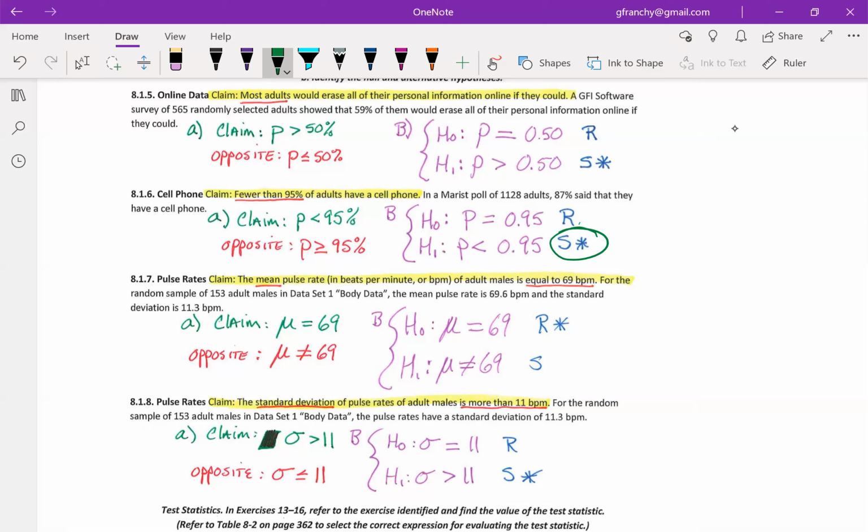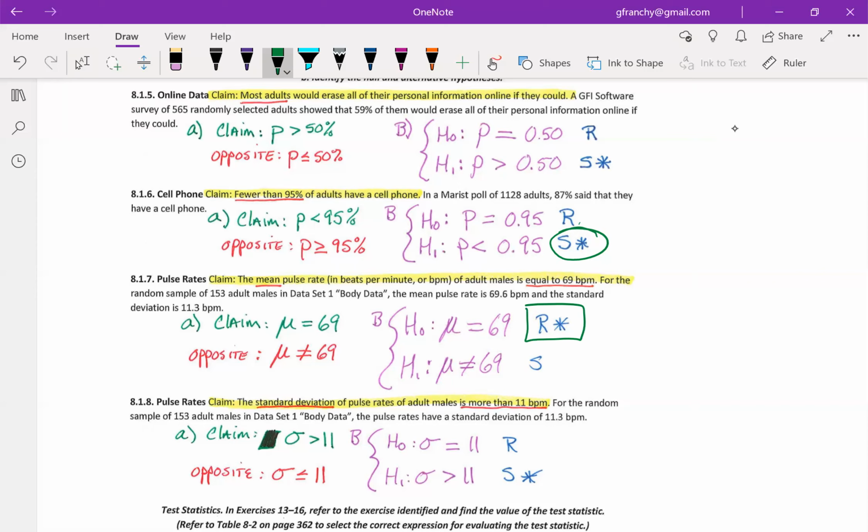In number 7, here they explicitly said the mean pulse rate of adult males is equal to 69 beats per minute. So that's mu equals 69. The opposite or negation of that is mu is not equal to 69. When we come over to write the hypothesis statement, the equal case goes in the null. The strict inequality goes in the alternate. Put the R and the S, and this time it's the null hypothesis that's representing the claim. So in this one, when it comes time to write the conclusion, we're going to talk about whether or not we can reject that claim.